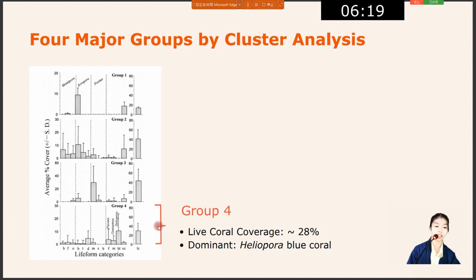Then this is group 4, live coral coverage 28%. The dominant is the Heliopora blue coral.